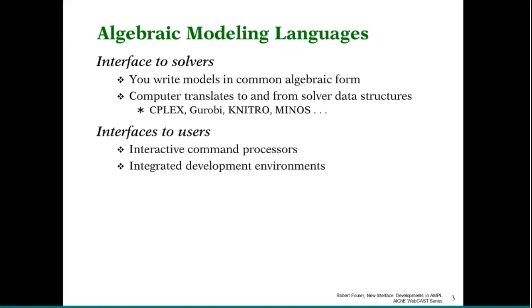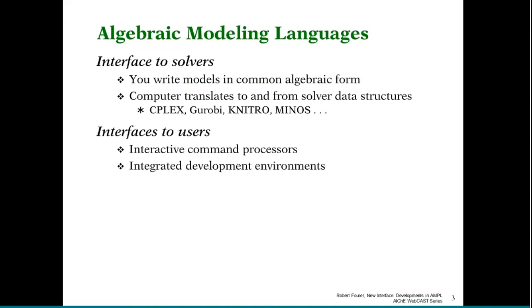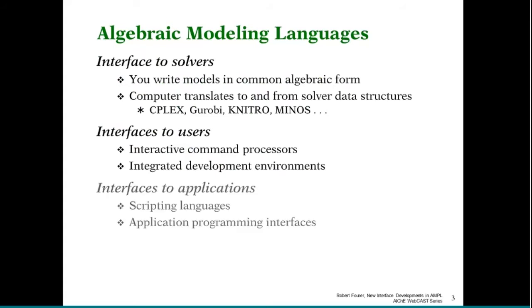But what happened was that once those modeling languages got developed, people started having demands for interfaces to the modeling language system. So the interface problem was not solved, and users wanted better interfaces. They wanted things that were more interactive and that integrated their experience better, so that they could more easily develop models. And then there was the whole issue of applications and how this modeling system was going to interface to the rest of the world.